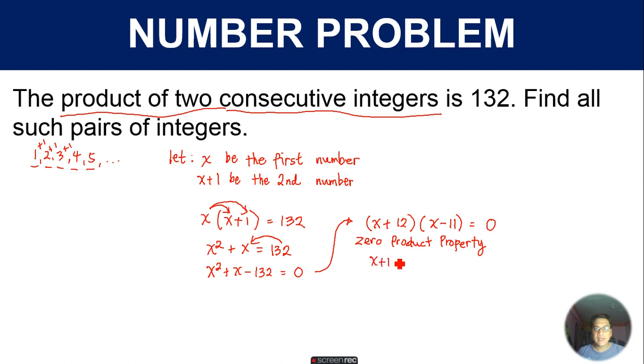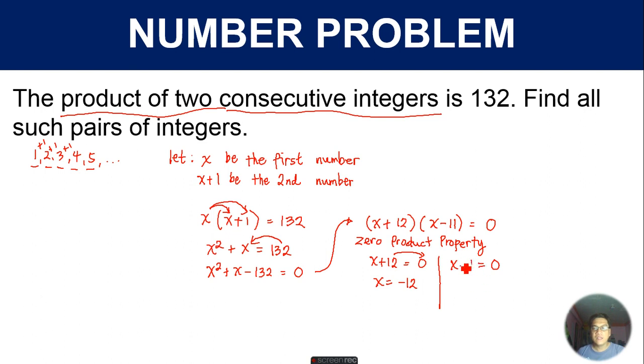So, x plus 12 is equal to 0 and the other one will be x minus 11 is equal to 0. So, you just separated the two. Now, how do we get the value of x? You isolate the value of x. Meaning to say, you're going to transpose the positive 12 to the other side, so that will become negative. So, x will be equal to negative 12.